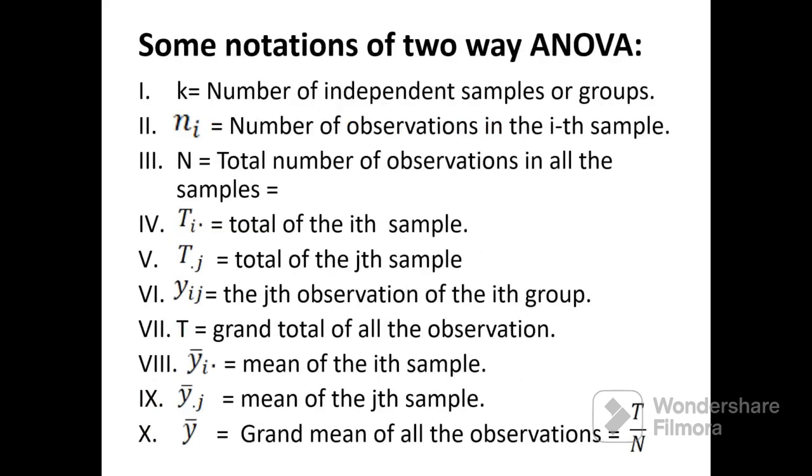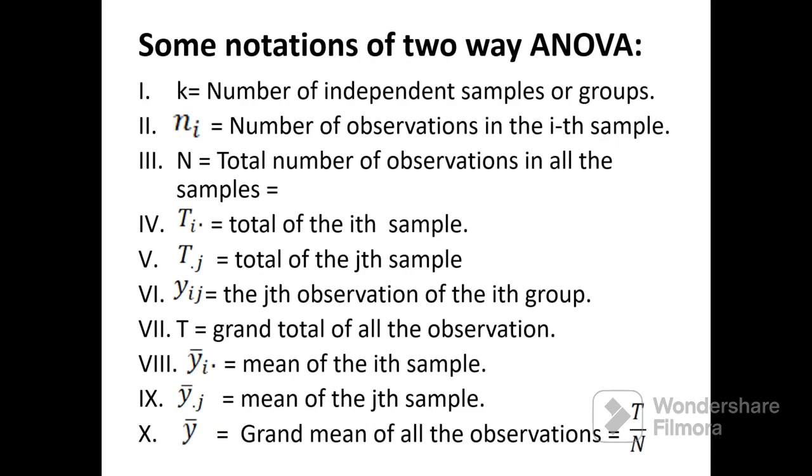And the notations are also the same as in one-way ANOVA, but here three notations have been added. That is T dot j. T dot j is the total of the jth sample, and y bar dot j is the mean of the jth sample. Okay. And other notations are the same: number of independent samples or groups. Then your capital N is the total number of observations in all the samples, like this way.